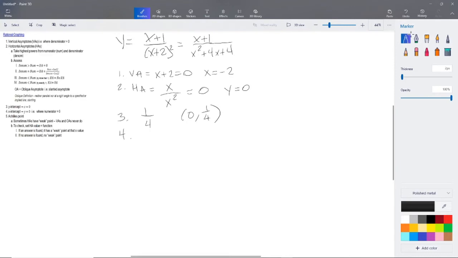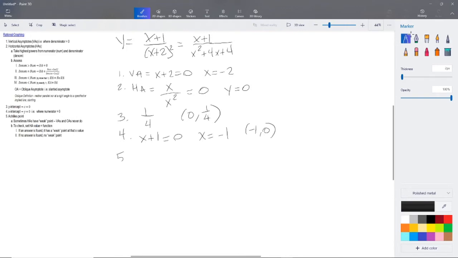Step number 4 is the x-intercept. And in our case, it's where the numerator and only the numerator equals 0. In other words, where does x plus 1 equal 0? Well, it happens when x is negative 1. So our x-intercept is going to be negative 1, 0.